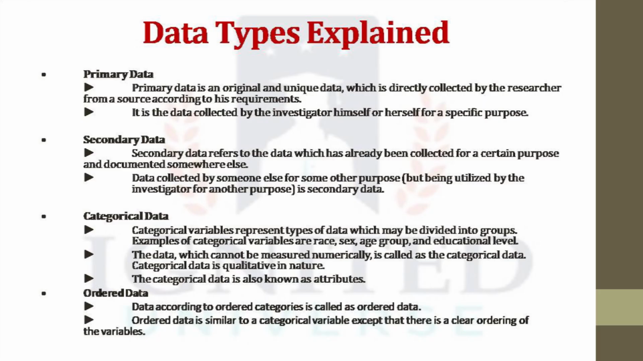After this major classification, we can have categorical data or ordered data, wherein categorical data is the data which may be divided into groups. For example, the categories of gender, educational level, age group, etc. This data is not measured numerically. It is qualitative in nature. So, categorical data is known as attribute-based data.